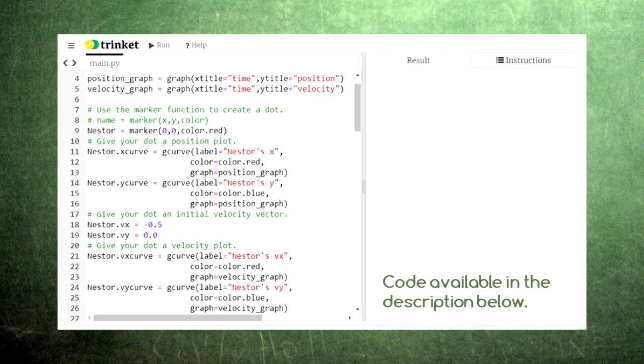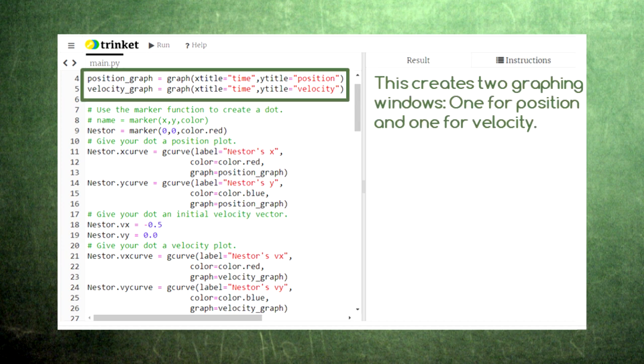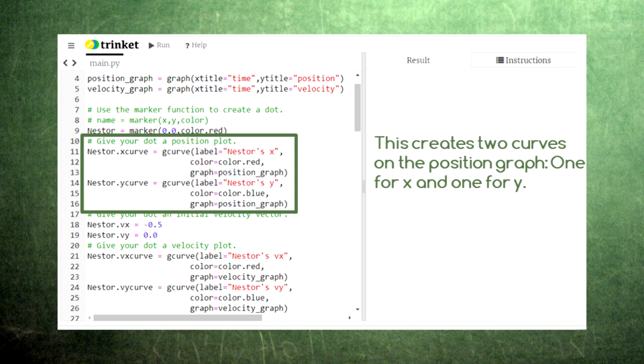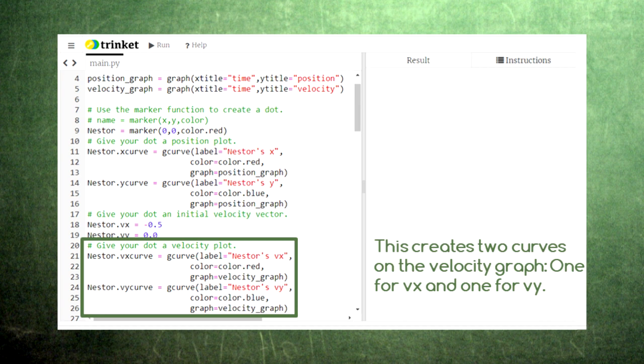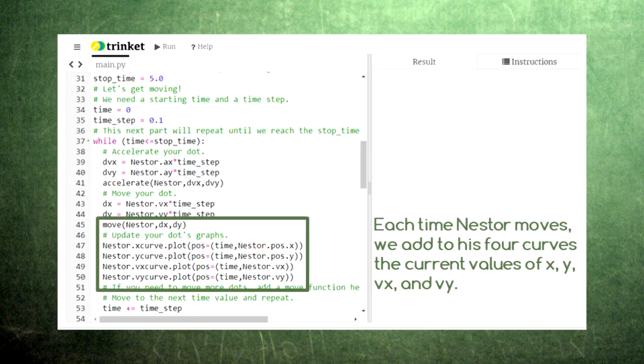Let's look at how we can add graphs to our acceleration code with just a few steps. First, we create two graphs, one for position and one for velocity. Then we give Nestor, our marker, two curves in our position graph, one to record his x-coordinate and one to record his y-coordinate. We'll start out only moving Nestor in the x direction, so you can ignore that y-coordinate for now. Then we give Nestor two curves in our velocity graph, one to record his velocity's x component and one to record his velocity's y component. Again, let's ignore the y component just for now.